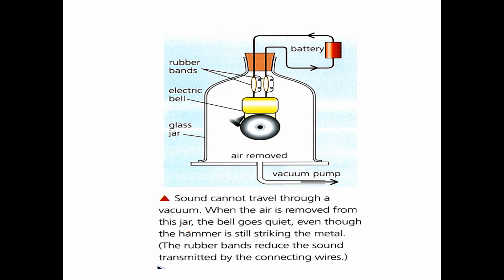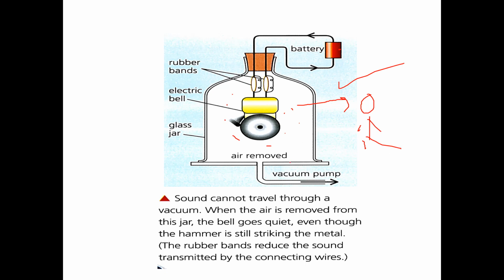Here we have an experiment that shows sound waves need a medium to travel. If you look at this drawing, what is it? Here we have an electric bell, a source of energy, which is a battery, and a vacuum pump. Firstly, there is air, air particles. If you give energy to this electric bell, it will start ringing and make sound. For example, if you are standing here, you will hear the sound.